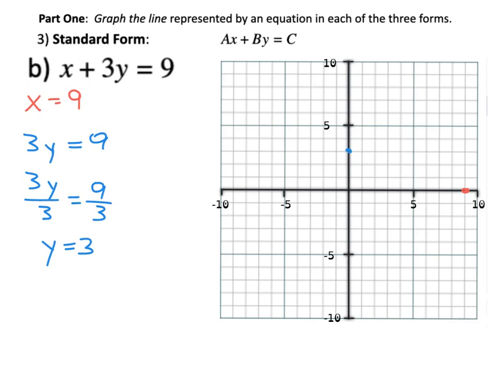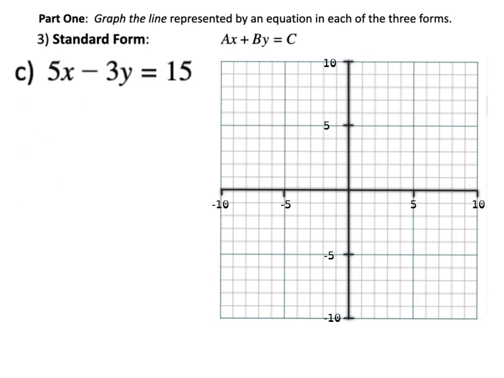Now we've got 2 points that we can connect. Put arrows on the end. And we're done. Okay, standard form. We're going to take the x term, 5x, set that equal to the constant. And of course we need to solve for it, for what x is, by dividing by the coefficient. x equals 3, meaning on the x-axis, put a point at 3.